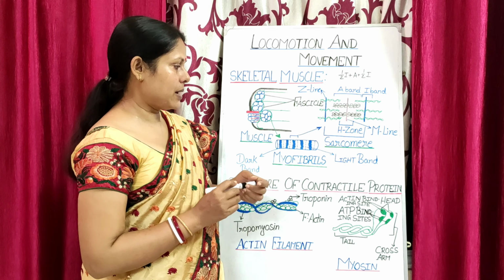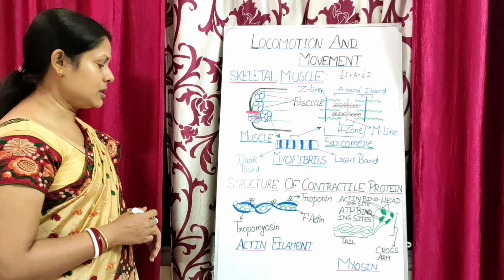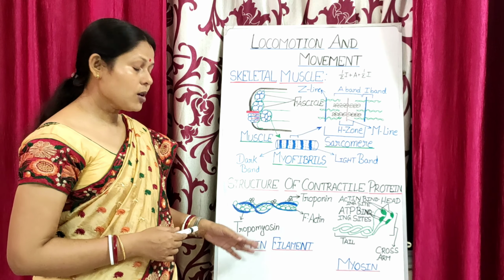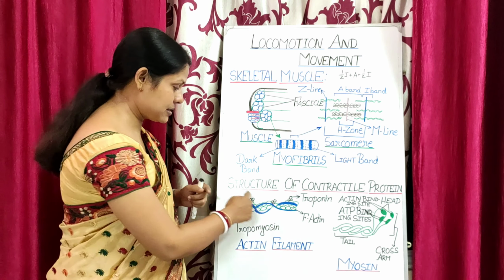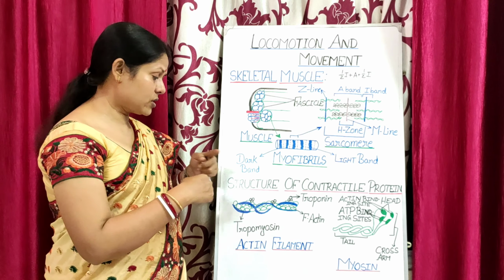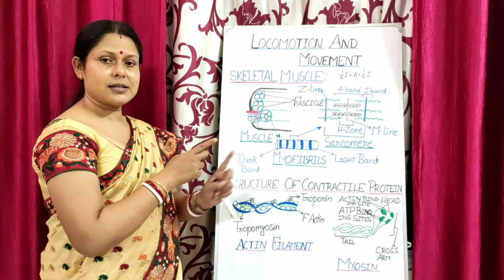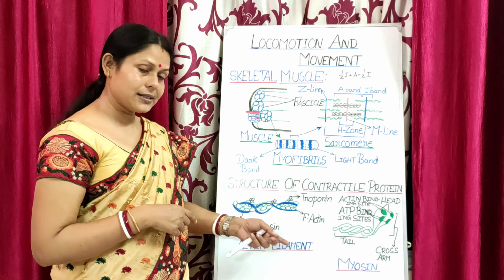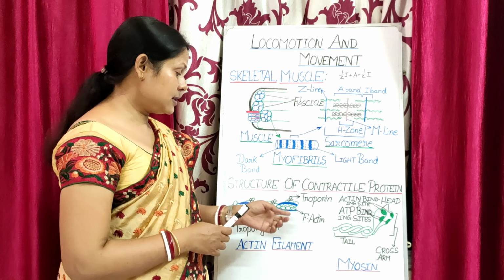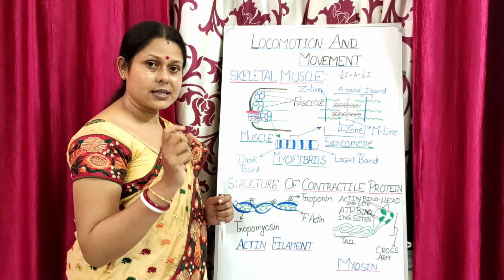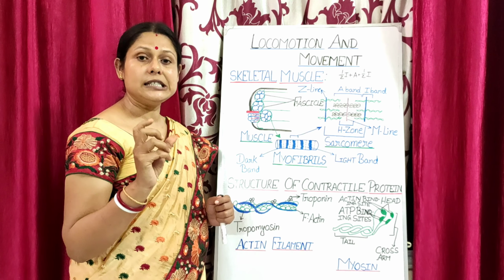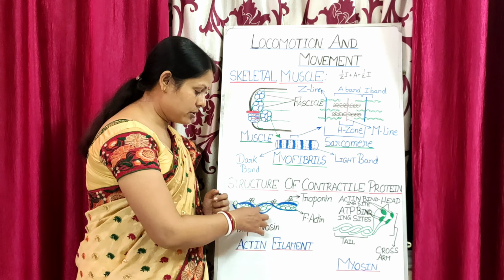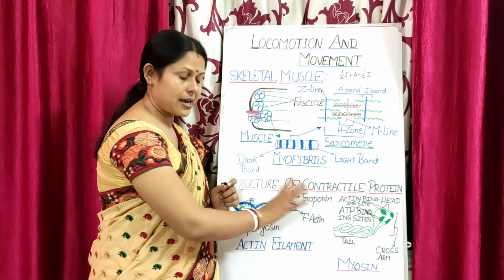Now let us come to the structure of the contractile proteins. The light band is made up of actin filament, known as F actin. Two filaments are wound helically, crisscross, like the DNA model. In the same way, the actin filaments are helically arranged, and the single unit of F actin, that is filamentous actin, is known as G actin, that is globular actin. The circles represent the globular actin. So various globular actins form a chain-like structure, and then they form the F actin.